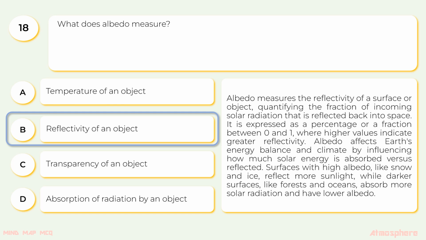It is expressed as a percentage or fraction between 0 and 1, where higher values indicate greater reflectivity. Albedo affects Earth's energy balance and climate by influencing how much solar energy is absorbed versus reflected. Surfaces with high albedo, like snow and ice, reflect more sunlight, while darker surfaces like forests and oceans absorb more solar radiation and have lower albedo.